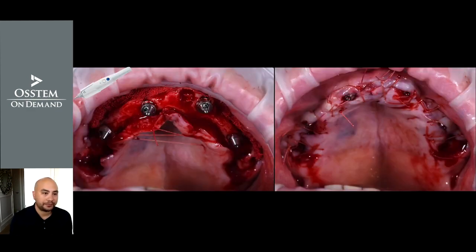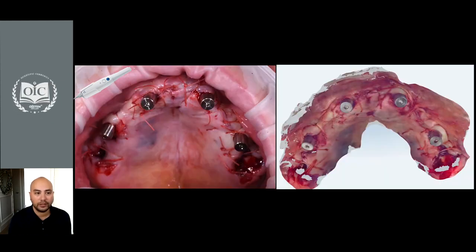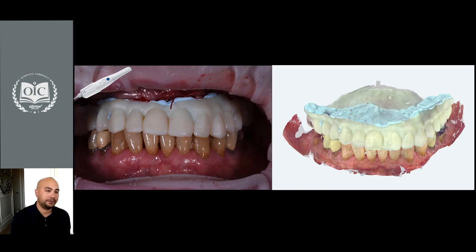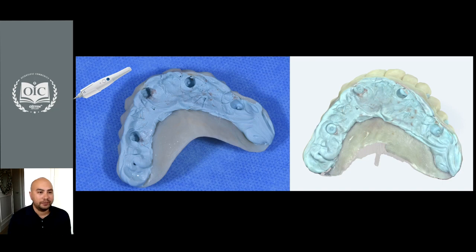On the day of surgery, after extracting the teeth and placing the implants, we fit the multi-unit abutments. We suture the tissues. Then we use the intraoral scanner to scan the upper arch with the scan bodies, and we also scan the opposing dentition and determine the bite virtually. We also scan the intaglio of the pickup denture.